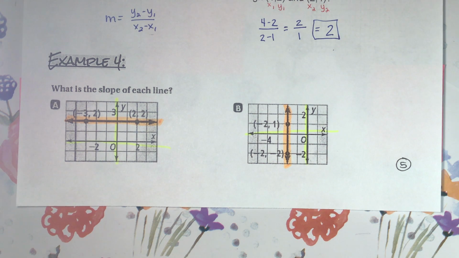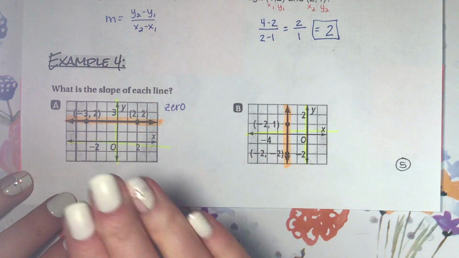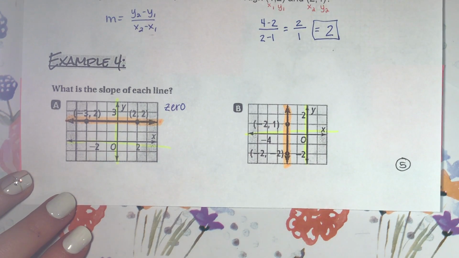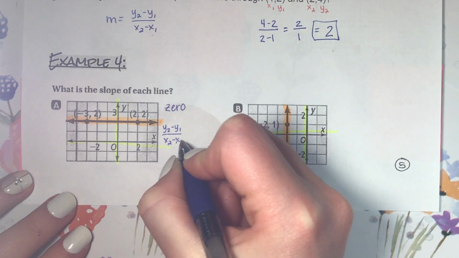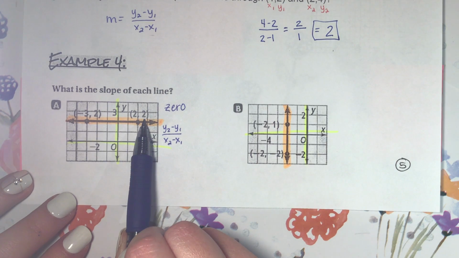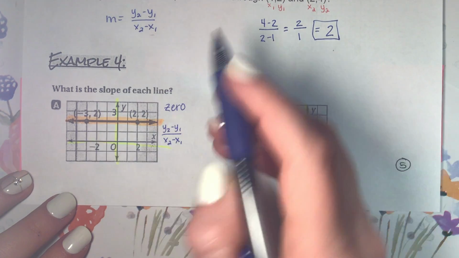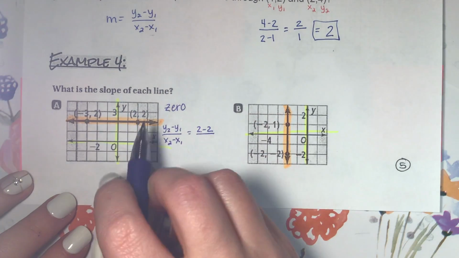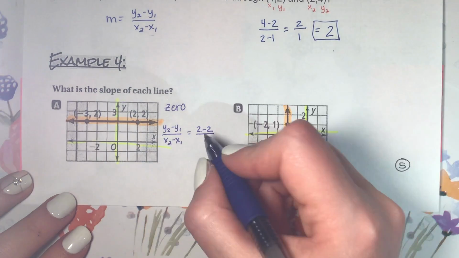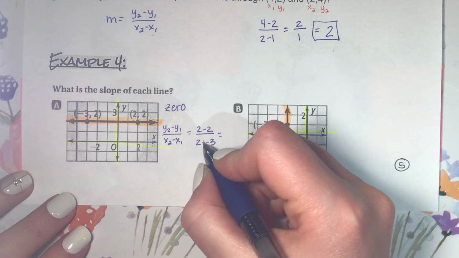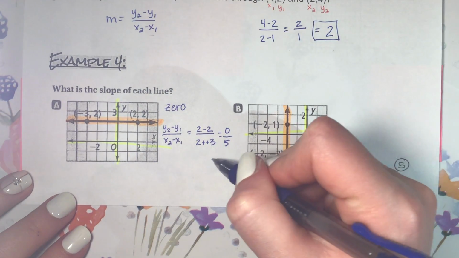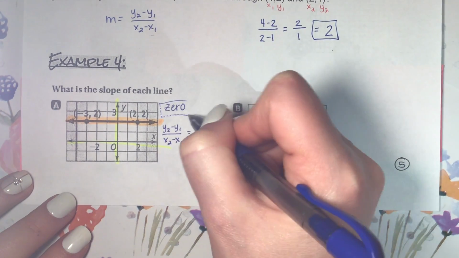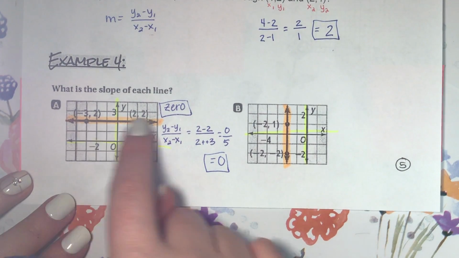Right off the bat, you should be able to know, hey, a horizontal line has a slope of 0. But let's calculate it real fast just so we can see it. We have y sub 2 minus y sub 1 over x sub 2 minus x sub 1. Y sub 2 is 2. Y sub 1 is 2. So this is going to be 2 minus 2 over 2 minus negative 3, which is going to equal 0 over 5. 0 divided by anything is 0. So as we can see, even when we calculate the slope, it still gets us a slope of 0.